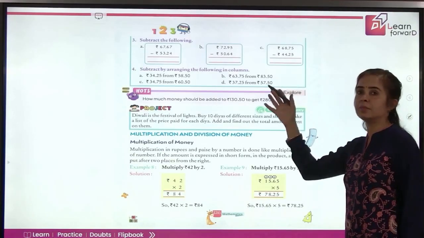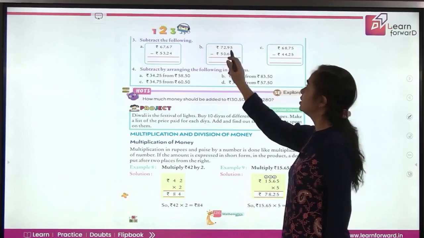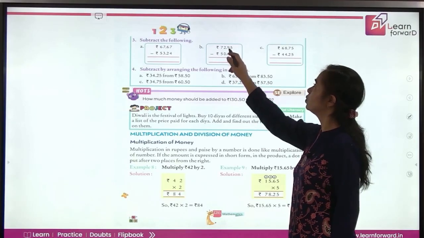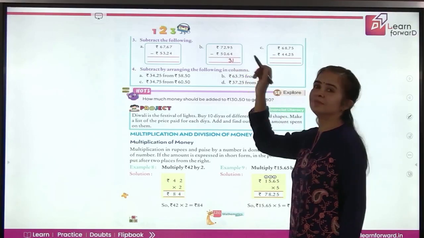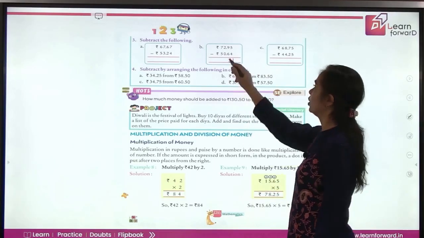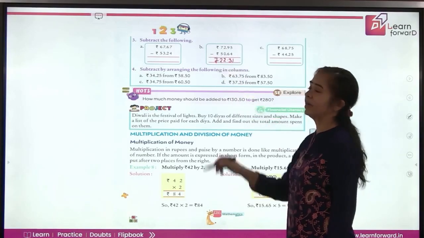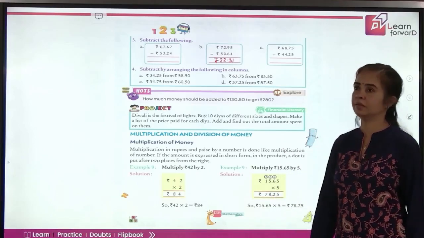And here in subtraction also, we'll be doing the same. Numbers are already written. Let's start from here. 5 minus 4 is 1. 9 minus 6 is 3. Be careful about putting point below point. 2 minus 0 is 2 and 7 minus 5 is also 2. Make sure you write the rupees symbol here.